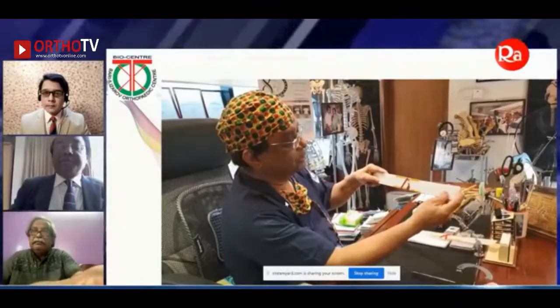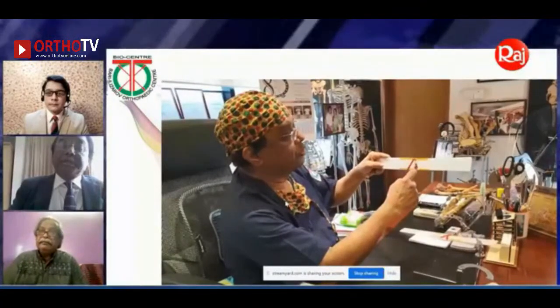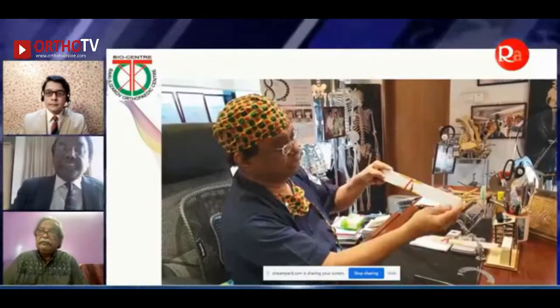Now this is the case, this is your deformity. If you put your hinge away from the CORA, you will get this kind of displacement.